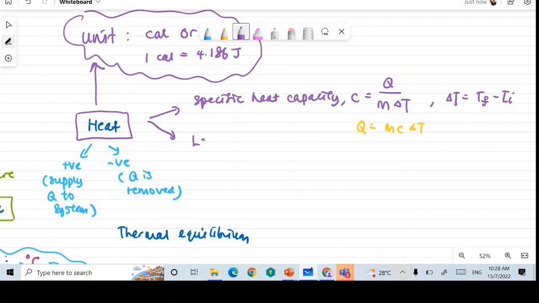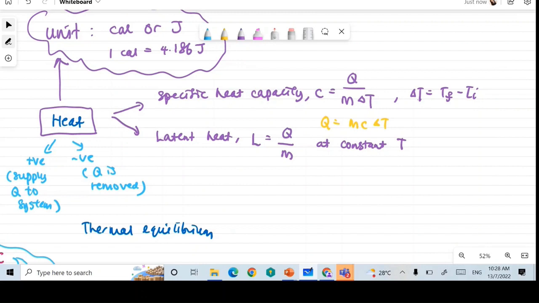The other heat is called latent heat. For latent heat, we use a capital letter L. It is defined as the heat Q required to change the phase of every 1 kilogram of substance at constant temperature. There's no change of temperature. There are 3 types of latent heat: latent heat of fusion, latent heat of vaporization, and latent heat of sublimation.